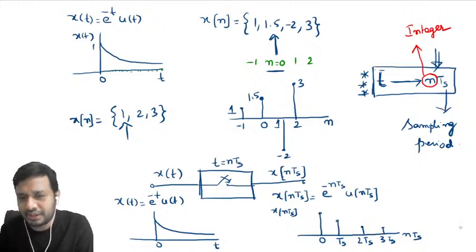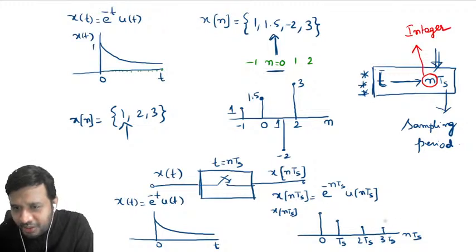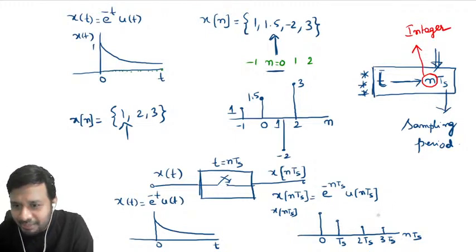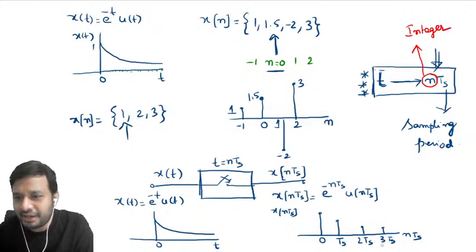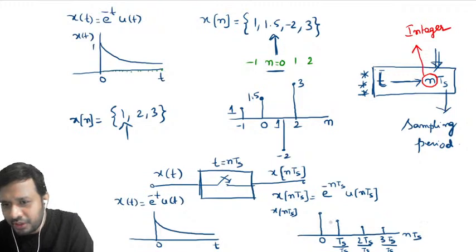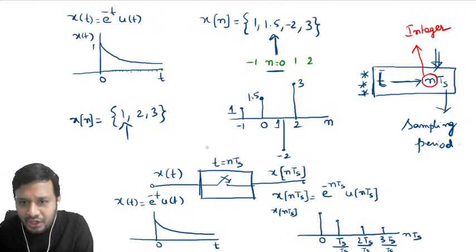Now what we are going to do is normalize the time axis. Normalization means dividing by something. We normalize the time axis with Ts. What happens if I divide each and every point by Ts? 0, 1, 2, 3, and so on will come, no? In this way we get a discrete time signal from a continuous time signal by a process known as sampling.